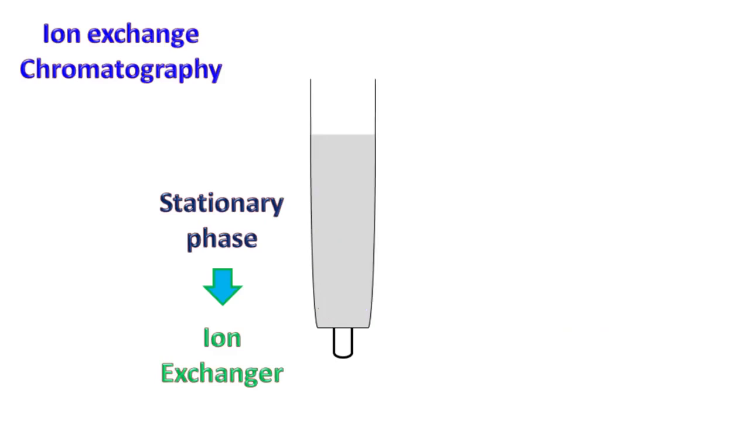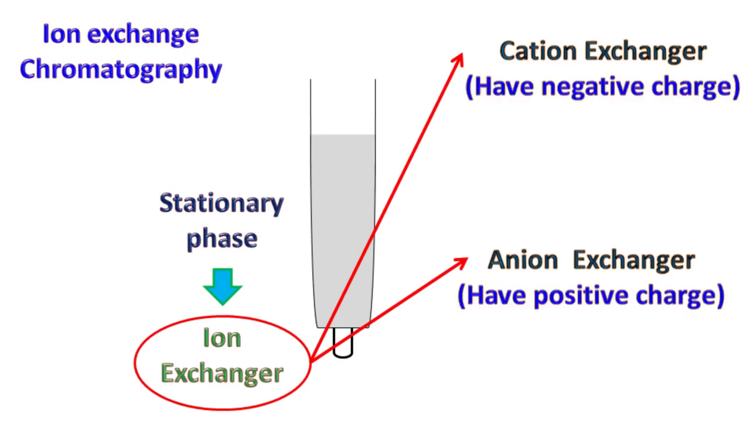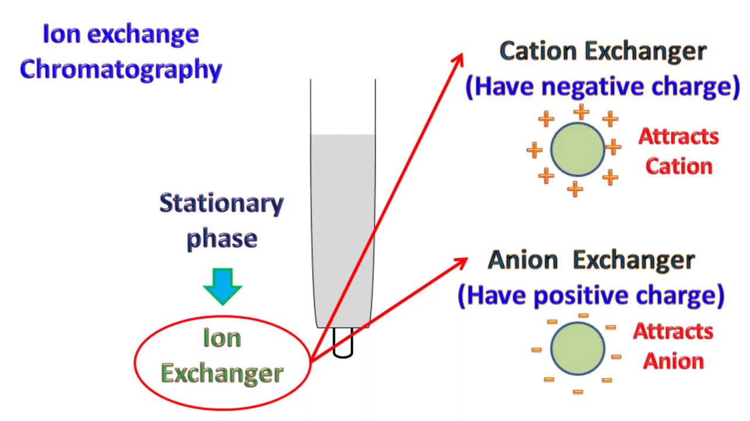The ion exchanger can be of two types, cation exchanger and the anion exchanger. Cation exchanger has a negative charge and attracts positively charged cations, while anion exchanger is positively charged and attracts negatively charged anions.